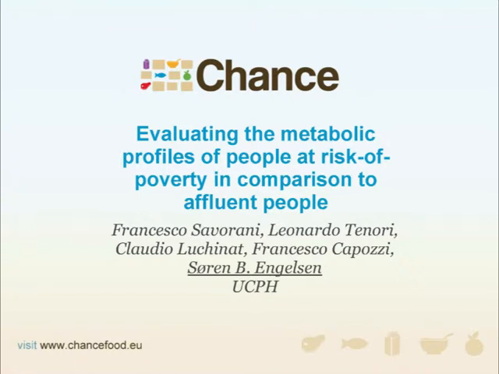Next is Søren Engelsen, another CHANCE participant. The title of his speech is Evaluating the Metabolic Profiles of People at Risk of Poverty in Comparison to Those from Affluent Groups. And it was one of the tricky questions in the CHANCE project to find a biomarker, or more than one biomarker, to distinguish ROP and affluent people.